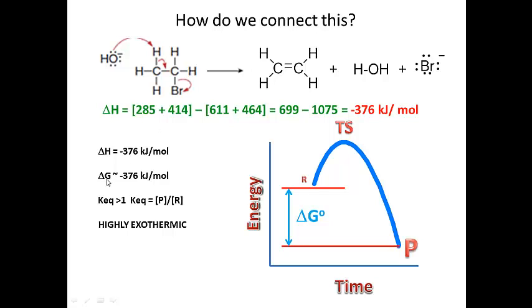Well, we know delta G is roughly the same if we ignore the contribution from entropy. And we also know that KEQ is going to be greater than 1 because delta H is a negative value. All of these things point to this reaction being highly exothermic.